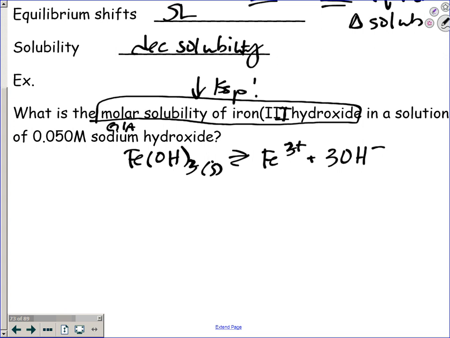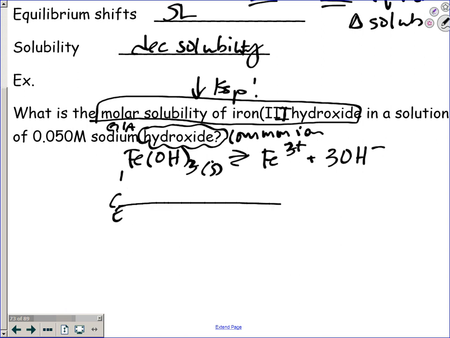What do I know is initially present? Okay, but I don't really care about the sodium, right? I care about the hydroxide. So this is the common ion, right? If we have a common ion, that means we initially have that present. So ICE up, right? We have our ICE box. Nobody cares about that side, so just scratch it out. How much hydroxide do I have initially present?